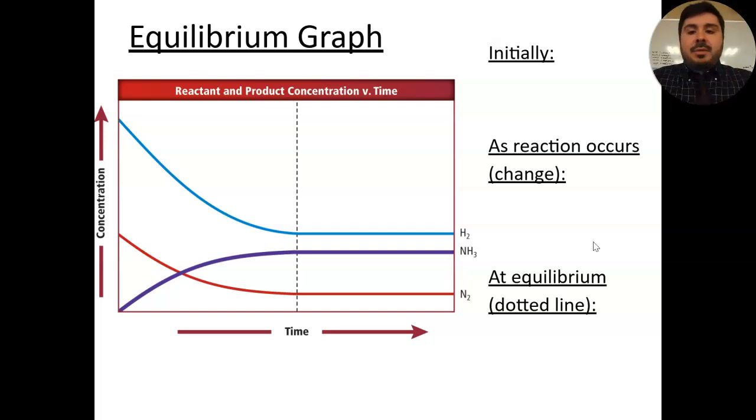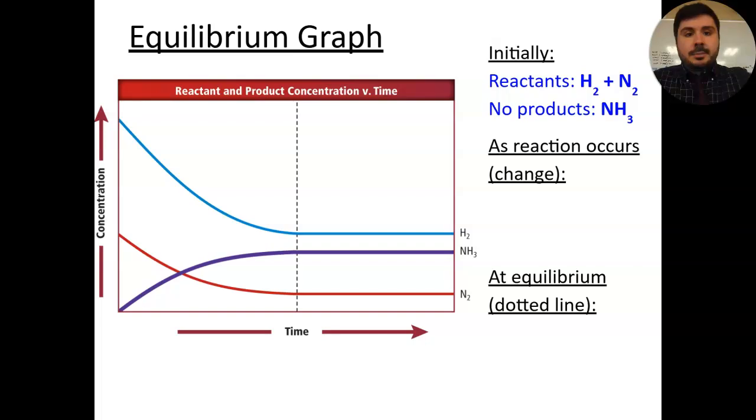Now, let's take a look at this graph here, kind of concentrating on what I was showing you a couple of slides ago, right? Initially, all you have are your reactants, H2 and N2, right? All you have is hydrogen and nitrogen. They have not yet officially collided and formed our products yet. So there is no NH3 at all yet.